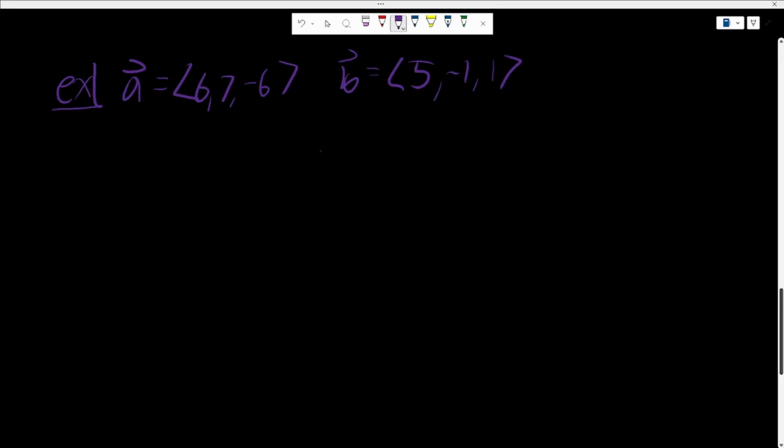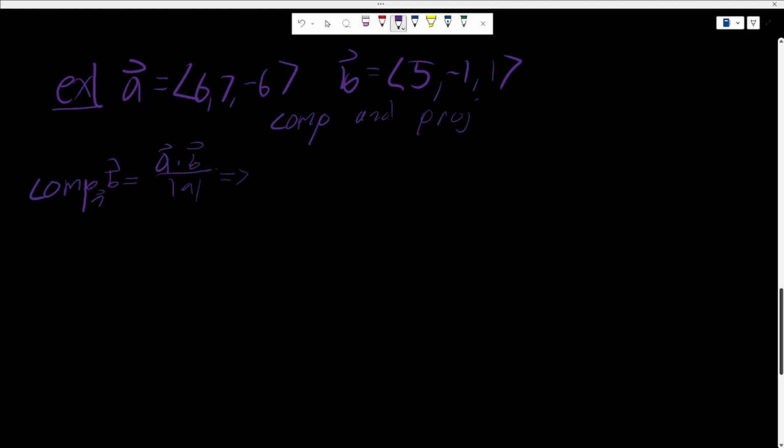So given two vectors, vector A and B, find their scalar and their vector projections. So let's find comp and proj. First I would recommend finding our scalar projection. So our comp of B onto A is going to be equal to the dot product of A and B all over the magnitude of A.